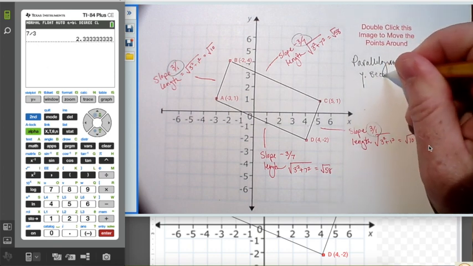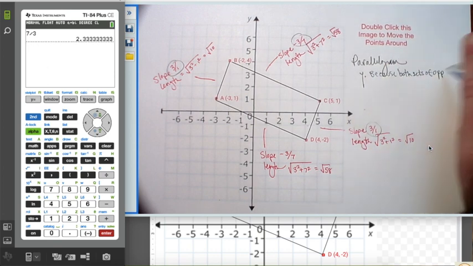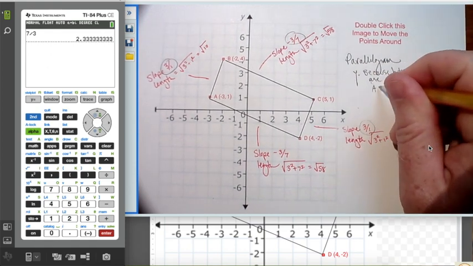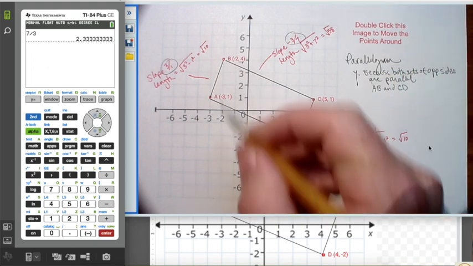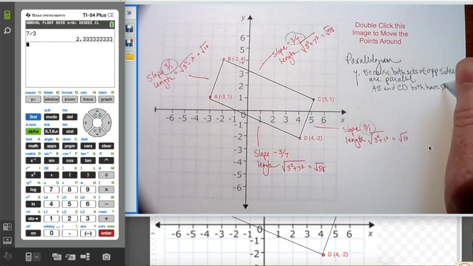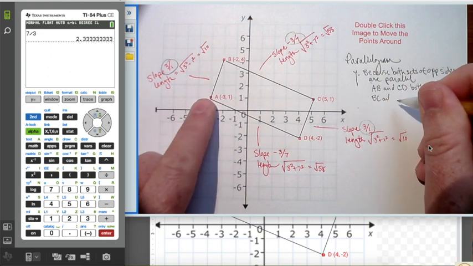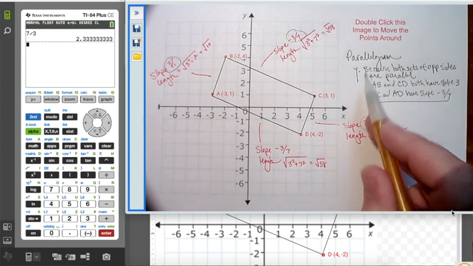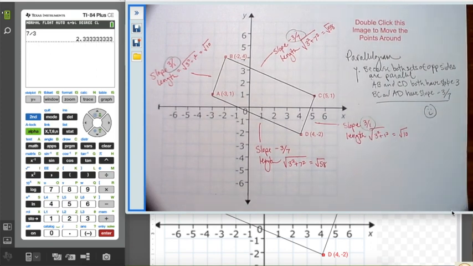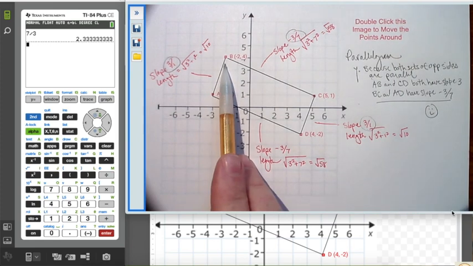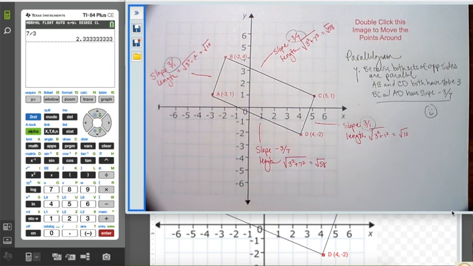Why is it a parallelogram? Because we have both sets of opposite sides being parallel. Specifically, to throw some numbers in there, both segment AB and CD have a slope of 3. If you look at the other set of parallel sides, which is BC and AD, they both have a slope of negative 3 over 7. So both sets of opposite sides are parallel. That's what makes it a parallelogram. It's important that you realize that we do not have a 90-degree angle, so we do not get to call this a square. Sorry, a rectangle.